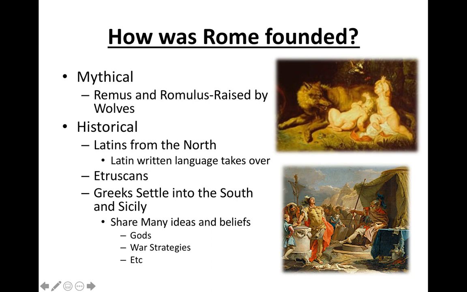But if we look at the historical idea of the founding of Rome, we look at actually the Greeks being involved here. Latins from the north, who had our Latin written language, take over what we know as the Italian peninsula. We also have Etruscans who came into that area, and the Greeks settled the south territory of Italy and the island of Sicily as a colony. And so many different ideas kind of came together and blended together, and we know that the Greeks lent a lot of their myth and their war strategy and their government ideas to the Roman Republic and eventual empire.